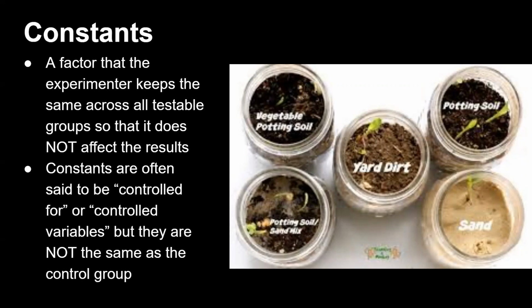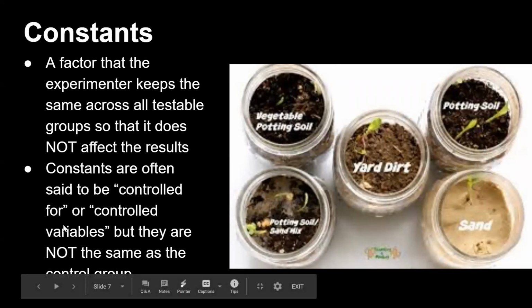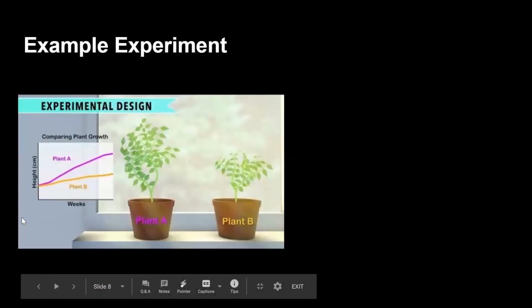So one thing to pay attention to, though, is that constants are often said to be controlled for or referred to as controlled variables. That's not the same thing as the control group. And I've seen people make this error so many times. They think that myself or somebody else is talking about the control group, and we're not. You control for your constants to make sure that they don't affect your experiment. So controlled variables, or things that are controlled for, are not the same thing as the control group. And that is something that you do need to remember.